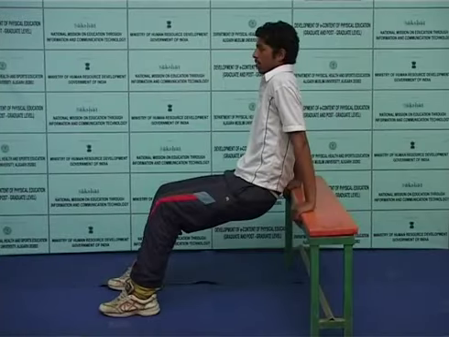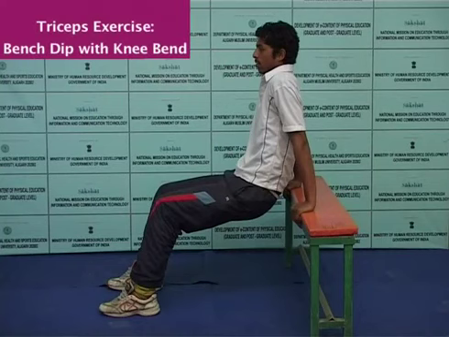The next exercise we are doing is the bench dip with the knee bent. Here the subject should sit at the side of the bench and place the hands on the edge of the bench. Place the feet on the floor away from the bench. Straighten the arms, slide the rear end off the edge of the bench and position the feet on the floor with the knees bent.